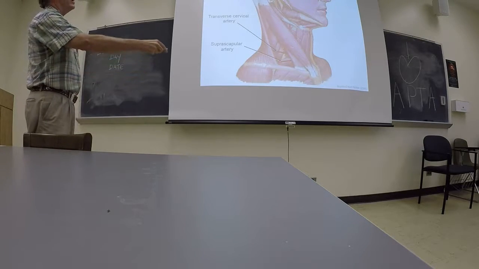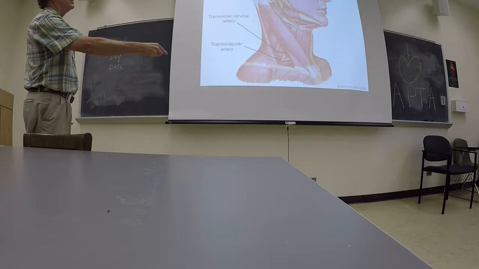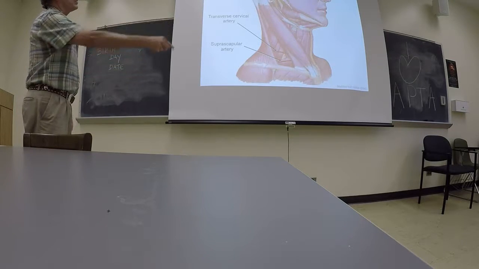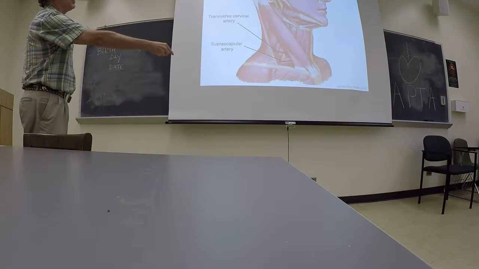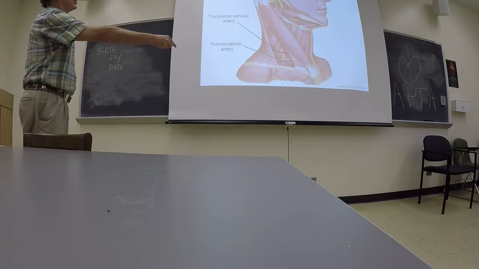So here they are again. Here, as they're passing through the posterior triangle, here's the suprascapular, which is the one lower, and then the transverse cervical is a little bit higher.